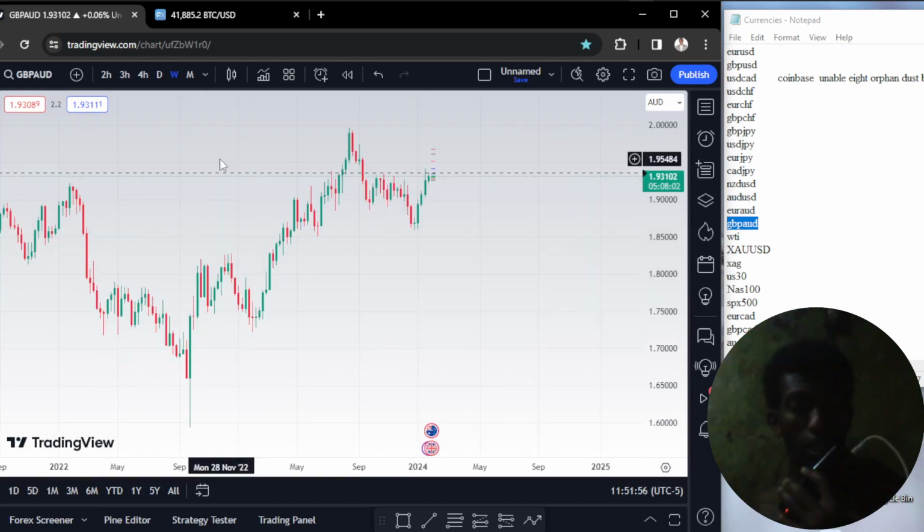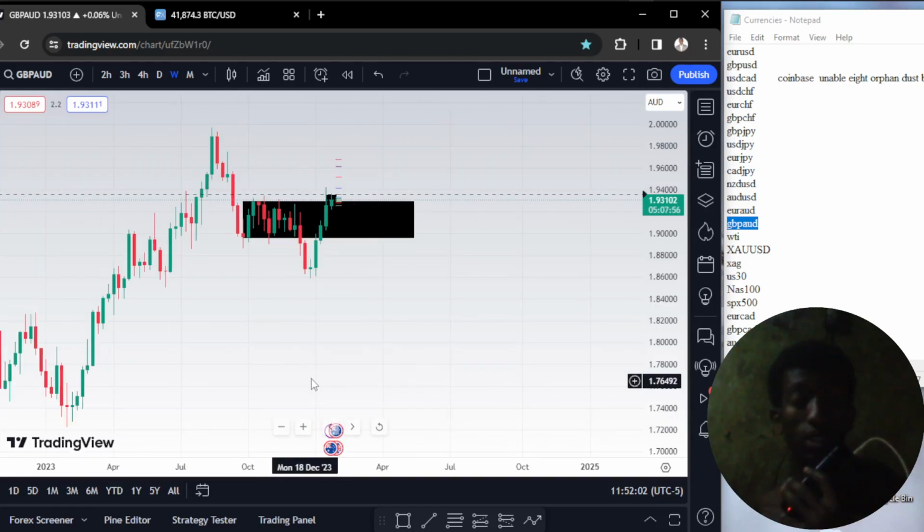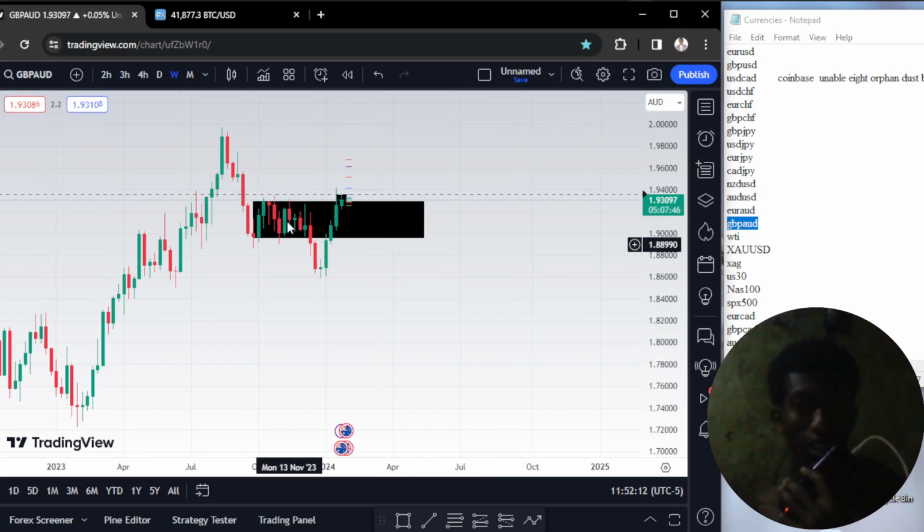Let's go to the weekly. So you can see that the black box model is unique. It is common everywhere. Let us see this one. What do you see here? A consolidation. It is everywhere, baby. And so what happened? It broke the downside. Boom. Your TP is hit beautifully.